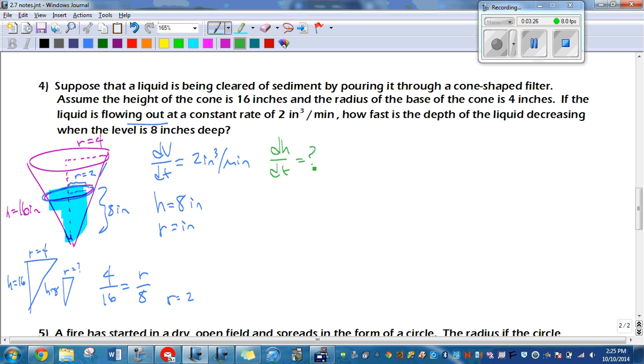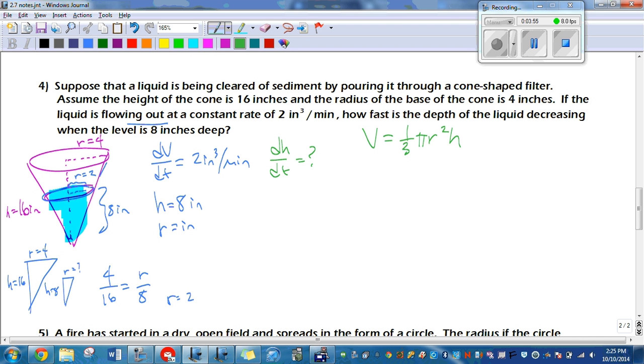Now we need to come up with an equation that puts together volume, height, and radius. Well, that's just going to be the volume of a cone. Volume of a cone is 1/3 times pi times r squared times height. This is one that we'll use quite a bit in the next few days. So volume of a cone, 1/3 pi r squared times height. So we've got our equation.